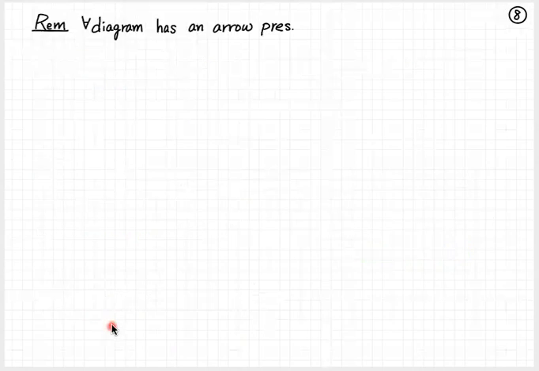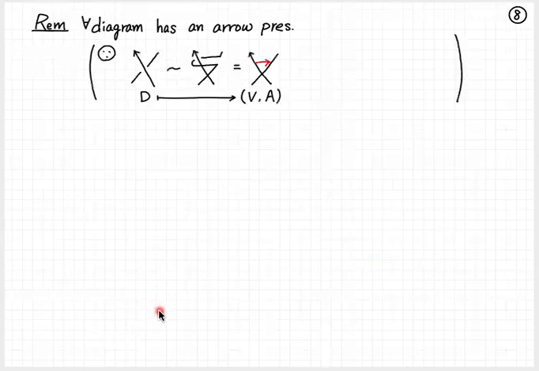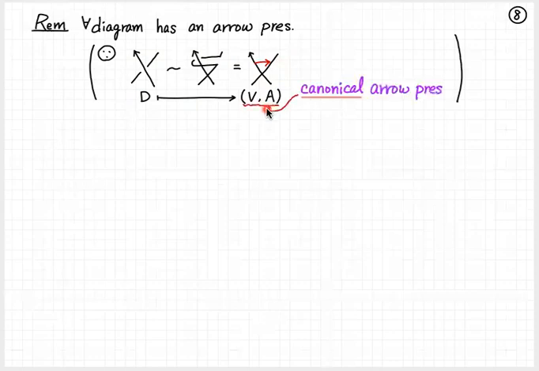We remark that any diagram has an arrow presentation, because each real crossing can be deformed into this, like this. Then this part can be replaced by an arrow. We apply this deformation for every vertex. Then we have a vertical diagram without real crossings and a union of arrows. For a given diagram D, this presentation is uniquely determined, so we call this arrow presentation the canonical arrow presentation.